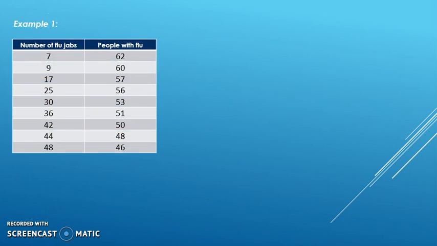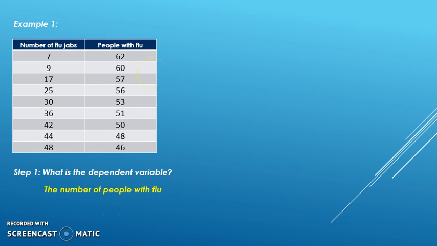Let's have a look at an example. Here we've got data showing the number of flu jabs given with the number of people who have the flu. So when 7 flu jabs are given, 62 people suffer with the flu. When 9 flu jabs were given, 60 people were seen to suffer with flu. So, step 1, what is the dependent variable? Well, if you think about it, the number of people with flu depends on how many flu jabs are given. So the number of people with flu is the dependent variable.